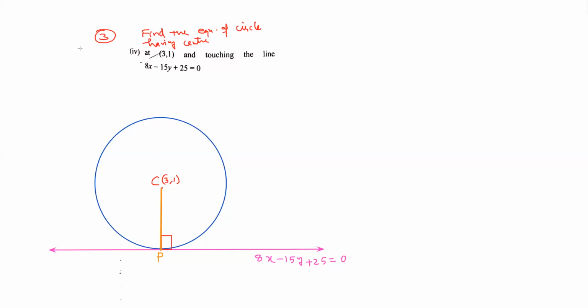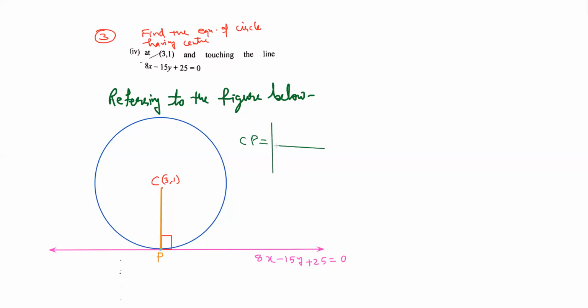What is the formula? The formula is very simple. I will write, referring to the figure below, CP is mod of... Now write the complete left-hand side of the equation.